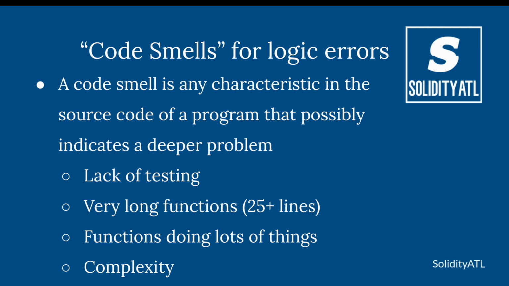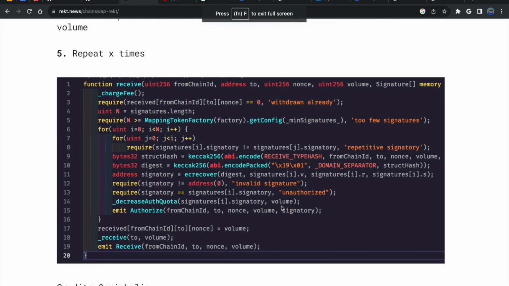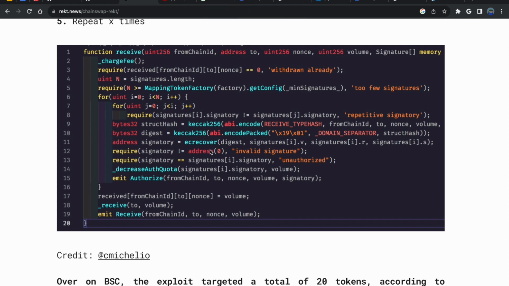And as you can see, when we take a look at the example we went over, there's a lot going on in this receive function. And you can see there's some areas where they maybe could have broken some things out. Or, like we said with testing, they did not test when someone created a new wallet. What happens in that case?